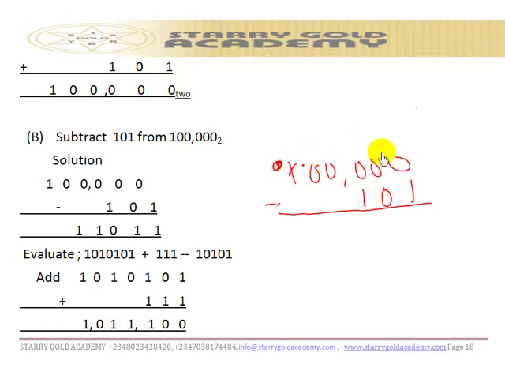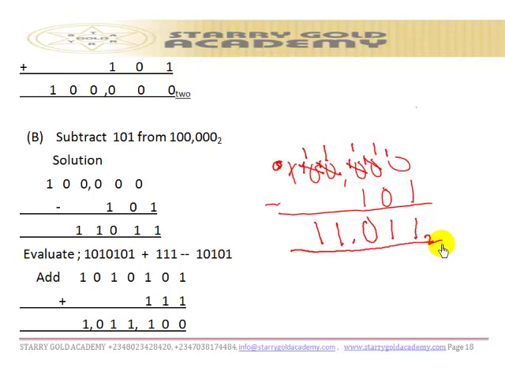However, we can't take the 1 here, so the 1 comes from the next number. That's 2. Borrow 1 from 10, it becomes 1, and this becomes 10. Borrow 1 from 10, that's 2, it becomes 1, and this becomes 10. So you have 10 minus 1, which is 1. 1 minus 0 is 1. 1 minus 1 is 0. We have 1 and then 1. So this is how to subtract in base 2.